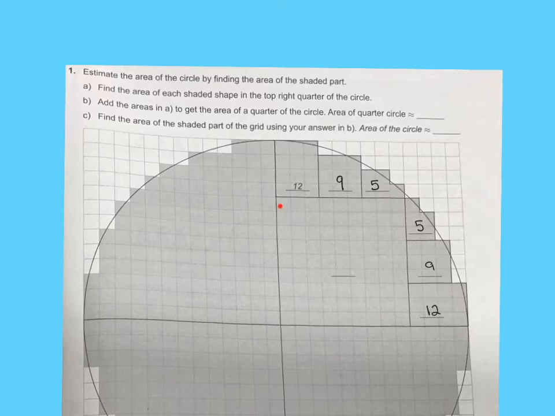The box in the middle is 1, 2, 3, 4, 5, 6, 7, 8, 9 by 1, 2, 3, 4, 5, 6, 7, 8, 9. So that would be 81.